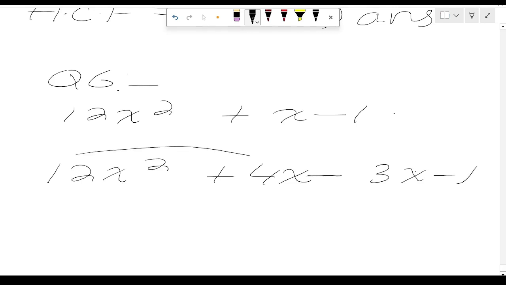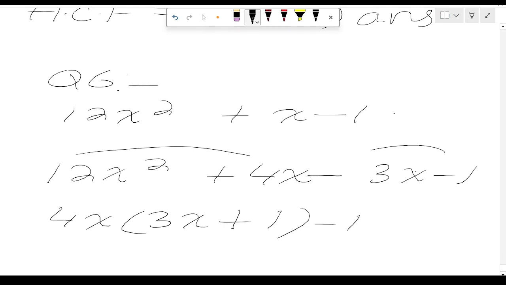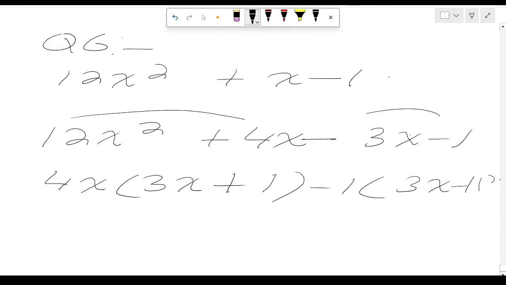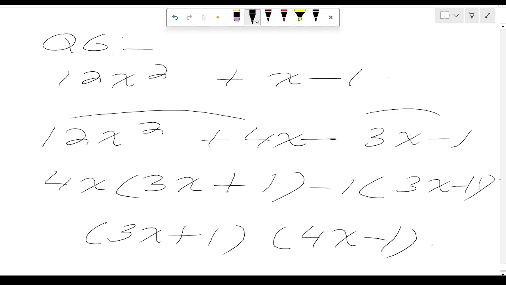Now I have 4 terms here. I'll just pick the common factor between the pairs. So that will be 4x bracket 3x plus 1, then I'll write minus 1 bracket 3x plus 1. So these are our factors, and I need to simplify it further. So 3x plus 1 and 4x minus 1. This is our first factor for the first part.